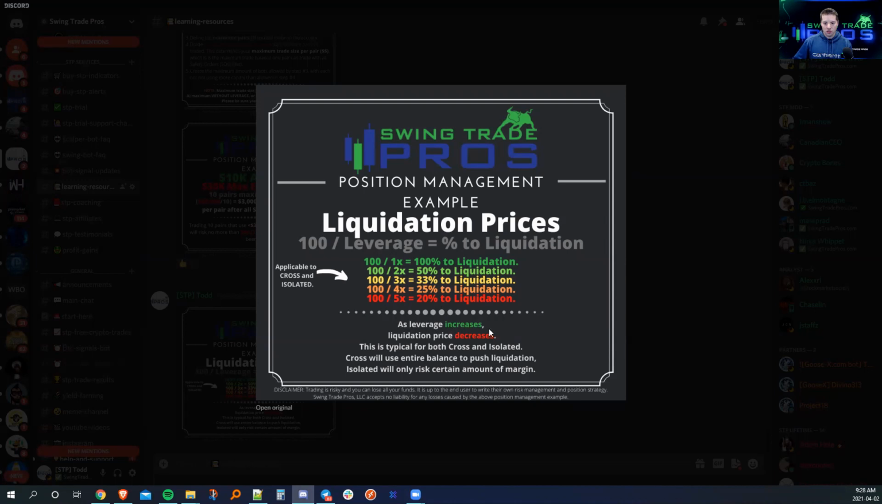So as stated before, as leverage increases, liquidation price decreases. This is typical for both cross and isolated. Cross will use the entire balance to push liquidation. Isolated will only risk a certain amount of margin.